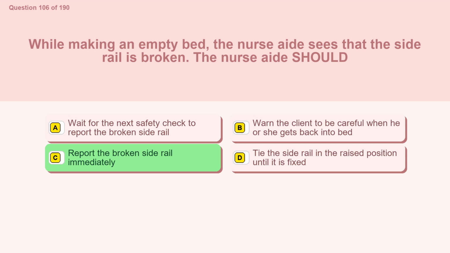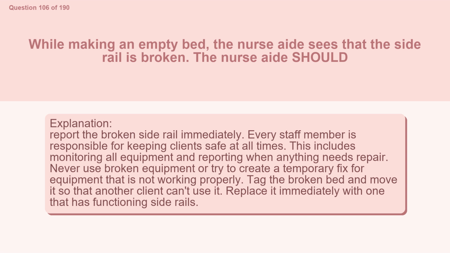The correct answer is option C, report the broken side rail immediately. Every staff member is responsible for keeping clients safe at all times. This includes monitoring all equipment and reporting when anything needs repair. Never use broken equipment or try to create a temporary fix for equipment that is not working properly. Tag the broken bed and move it so that another client can't use it. Replace it immediately with one that has functioning side rails.